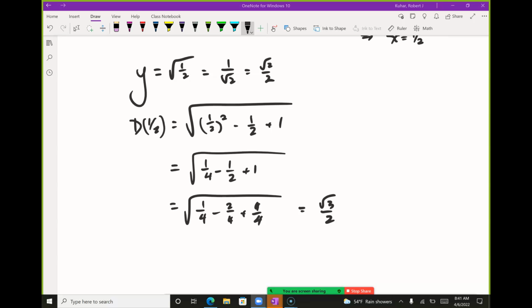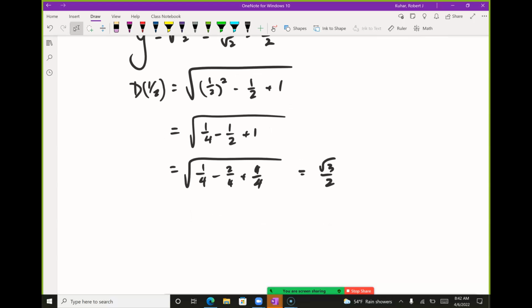So I still need to show that this is a minimum distance, and then I want to show this perpendicularity, right? So we want to find d double prime. First of all, a reminder of d prime. The x was the critical value, 1/2. The distance is square root of 3 over 2. So this is our hypotenuse part.